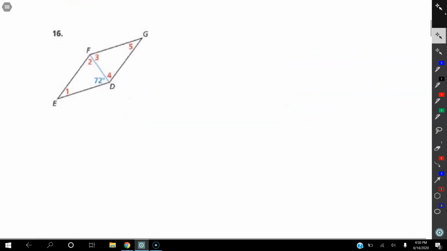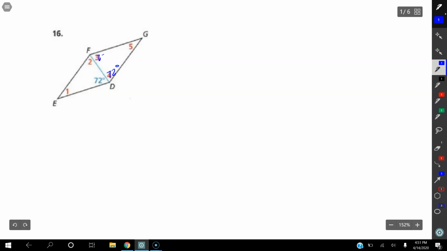The next one, which I don't know why the 16's there, but whatever, it just showed up. So we have another rhombus. With 72 being marked here, the other side of the diagonal is going to be another 72. And that's going to match up top here. So we have four 72s.